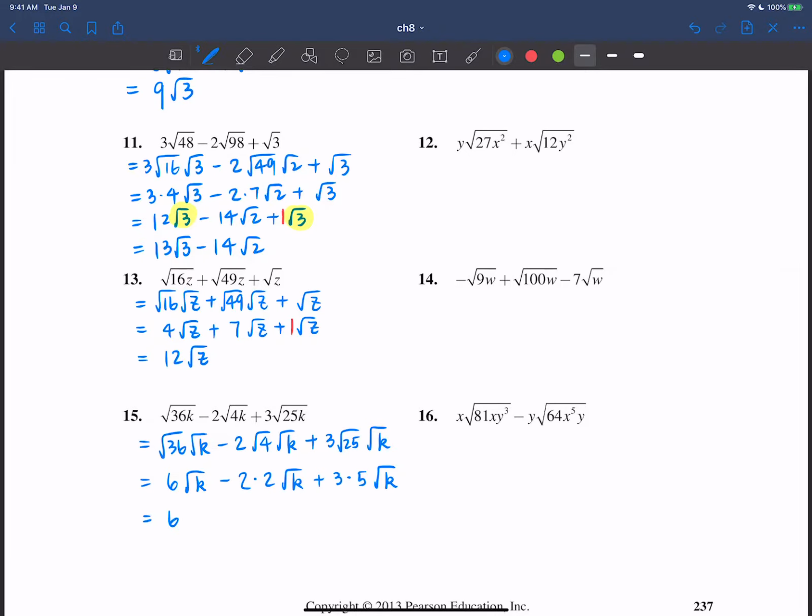Keep simplifying. 6 radical k minus 4 radical k plus 15 radical k. Apply distributive property because they are like radicals. 6 minus 4, that is 2. 2 plus 15, that is 17. Followed by the radical part, which is radical k.